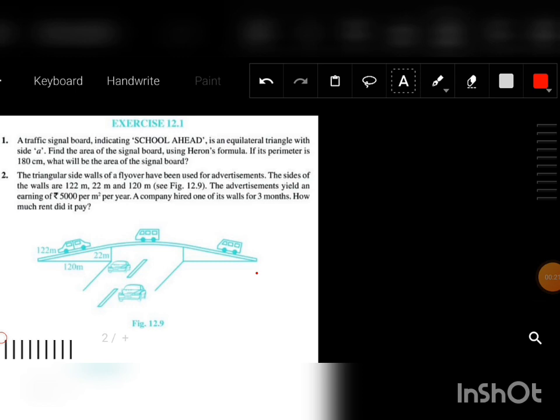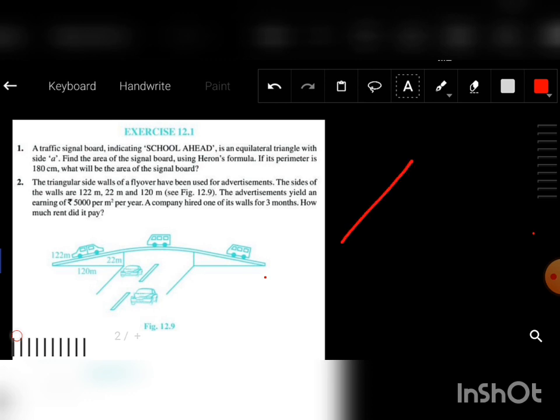A traffic signal board indicating school ahead is an equilateral triangle with side a. Find the area of the signal board using Heron's formula, if its perimeter is 180 centimeters. So here we have to find out the area of a signal board, that is the area of a triangle. We have to take a triangle which is an equilateral triangle with side a, and it is given that it is written school ahead.